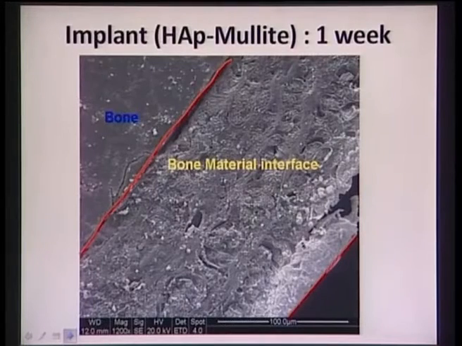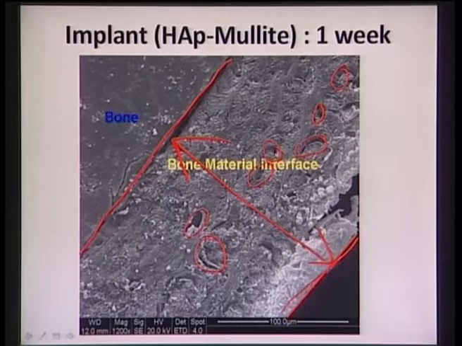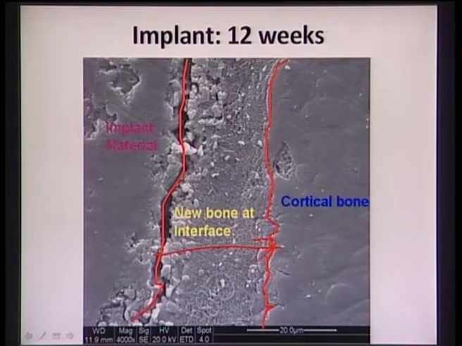This shows how the bone material interface looks in the scanning electron micrograph. If you closely observe, you can see there are some canals here, and these canals are essentially what I call Haversian canals. Also this interface is continuous. You do not see any gap in the interface, or any loose part in the interfacial region. This is again some new bone formation, and this cortical bone is formed, and this is your implant material.